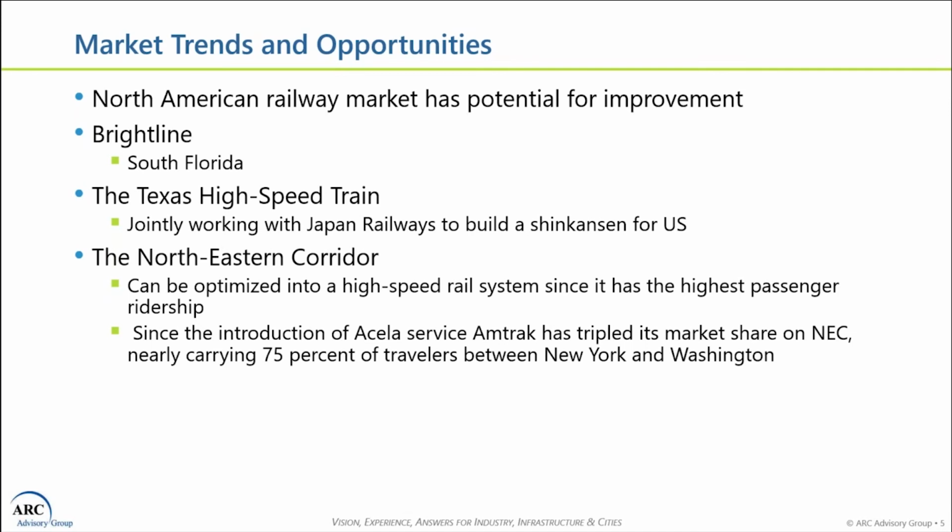The second business case is what they're working on with Japanese railways, to build a high-speed railway network within the state of Texas. When we mention the Shinkansen, it approaches a speed of 320 kilometers per hour. For the Americans, this would be 200 miles per hour.